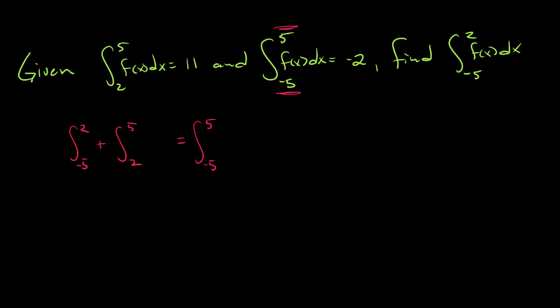So 2 to 5 is 11. -5 to 5 is -2. This is the one that we don't know. So I would subtract 11. And then -13 is the final answer.